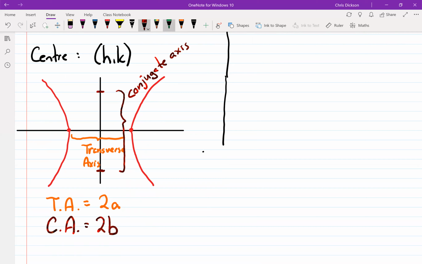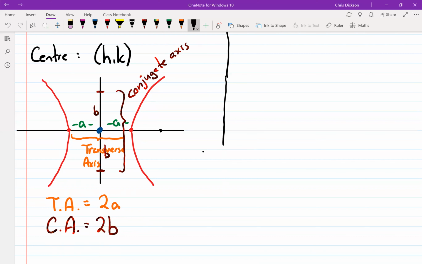So the distance from here is B, from the center. Let's put the center in. The center is at 0, 0 here. So B is the distance from the center to the end of the conjugate axis, and also from the center to the other end of the conjugate axis. And the value of A is the distance from the center to the vertices, and from the center to the other vertices here. So that would be A. So the transverse axis is 2A, and the conjugate axis is 2B. And let's take a look now. Oh yeah, and also the foci, I should have mentioned that.